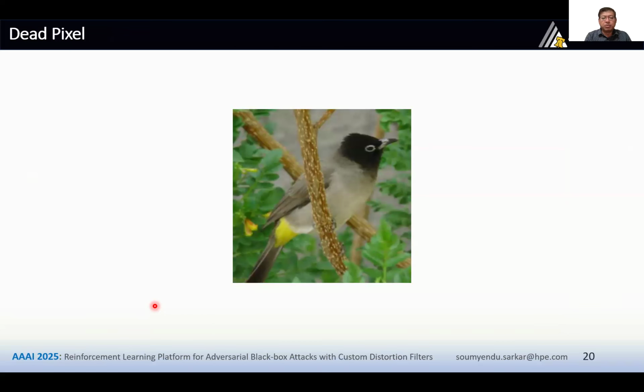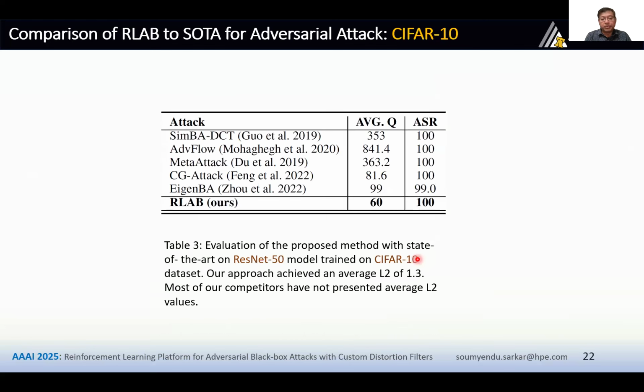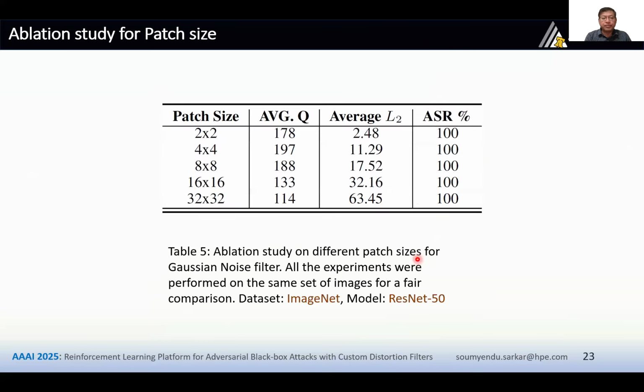Now this is for the dead pixels. These are some of the comparisons with the state-of-the-art with the ImageNet dataset and ResNet. As you can see, with our lab, the average number of queries is very low, and the L2 is very low also, and very competitive. So is the L infinity, with 100% misclassification. This shows the same for CIFAR-10.